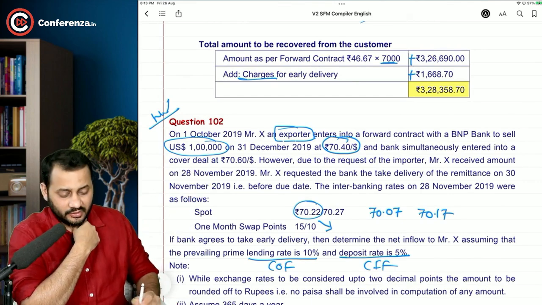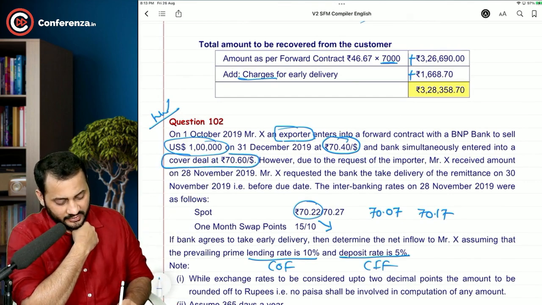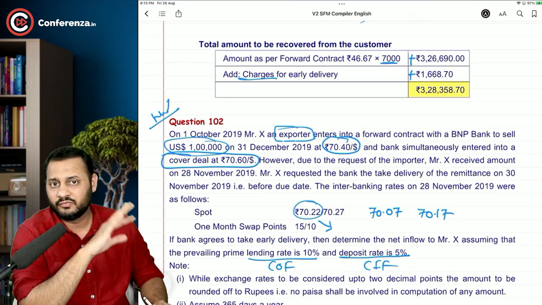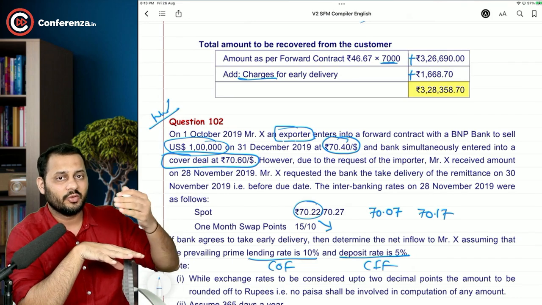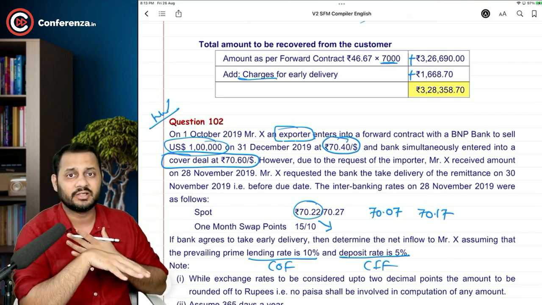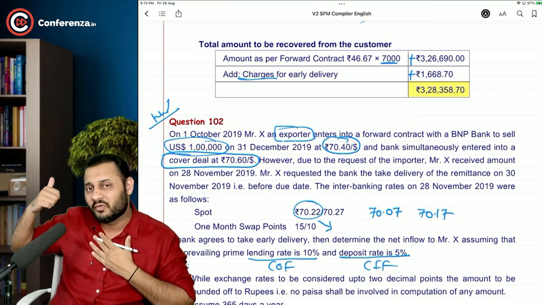Okay, the cover deal was 70.60. Cover means exactly opposite of the customer. Customer was about to sell the dollar. We had a forward buy with the customer. That means forward sell in the cover deal.